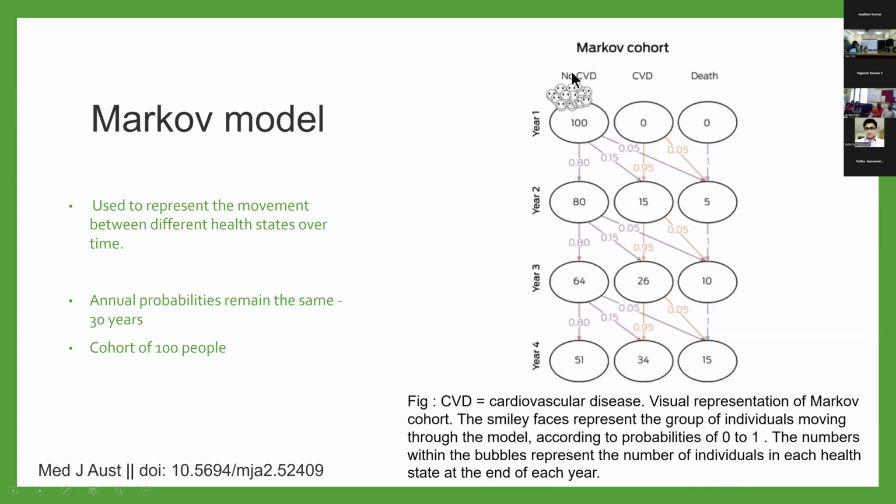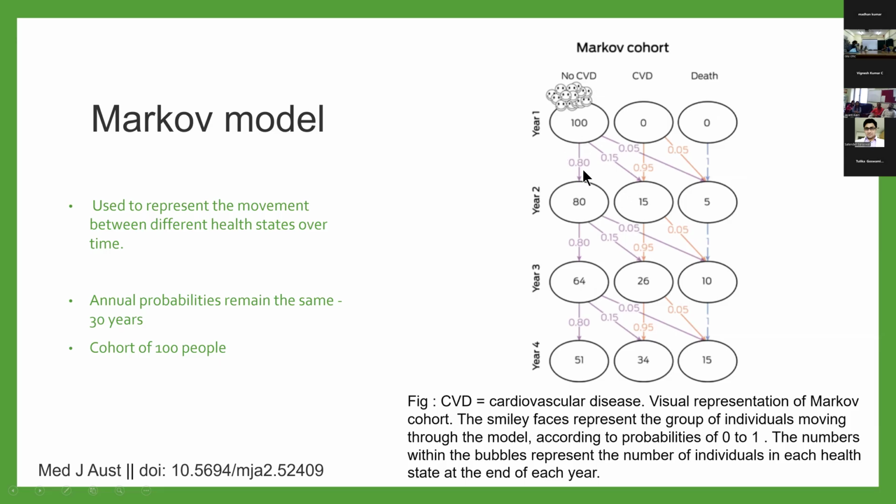You start here, the smiley patient faces are the individuals. So you've got 100 individuals here. These are the years as they go by. And the numbers in the circle are the people at the end of each year, and the probability changes, with probability ranging from 0 to 1.